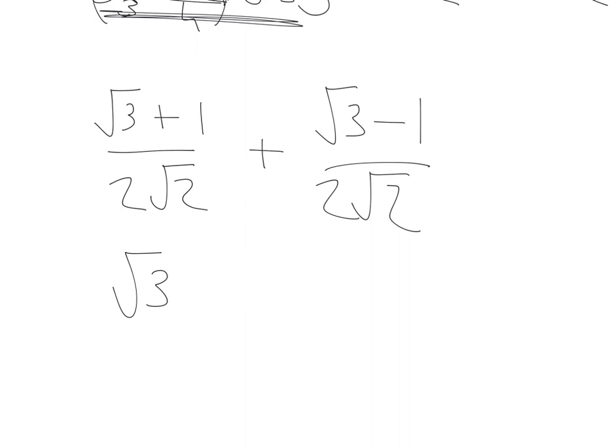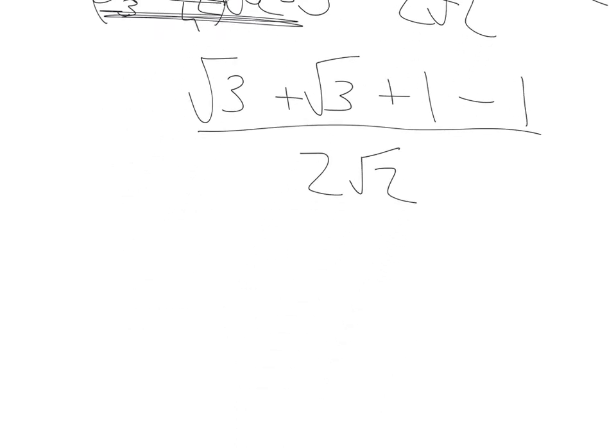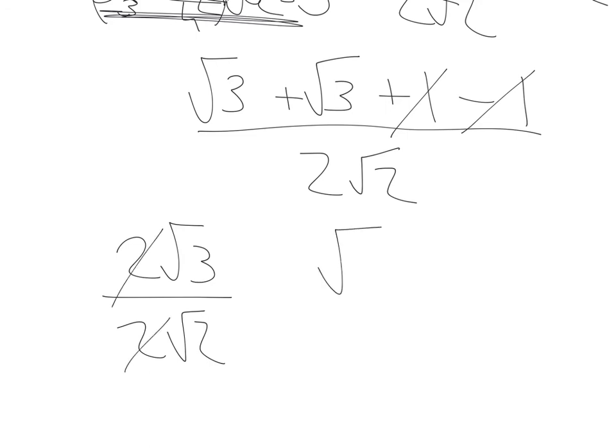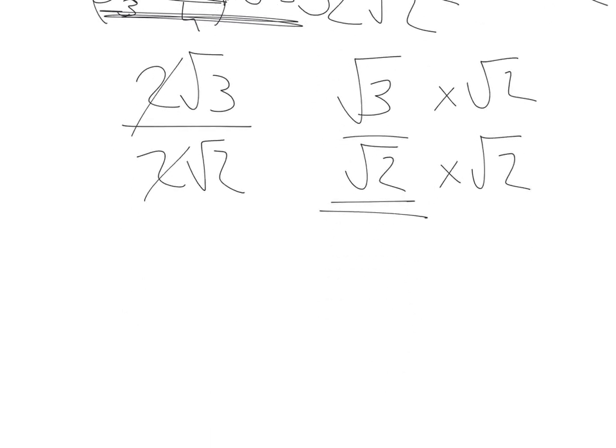So that's √3 plus 1 minus 1 all over 2√2. So that's 2√3, the two cancel out, over 2√2, the two cancel out, and it's √3 over √2. I could rationalise the denominator, which is getting rid of the root sign, by multiplying top and bottom by √2. So √3 times √2 is √6. √2 times √2 is 2, and that's the final answer.